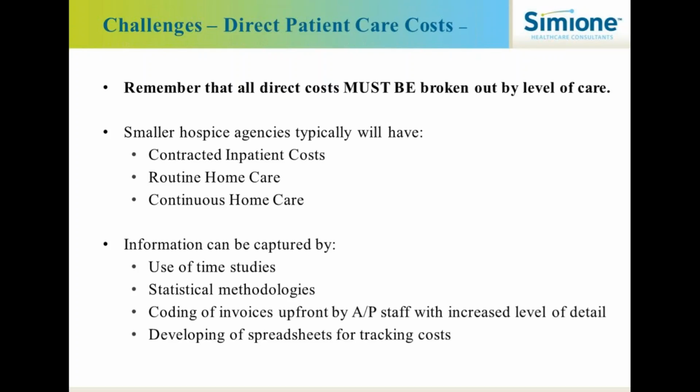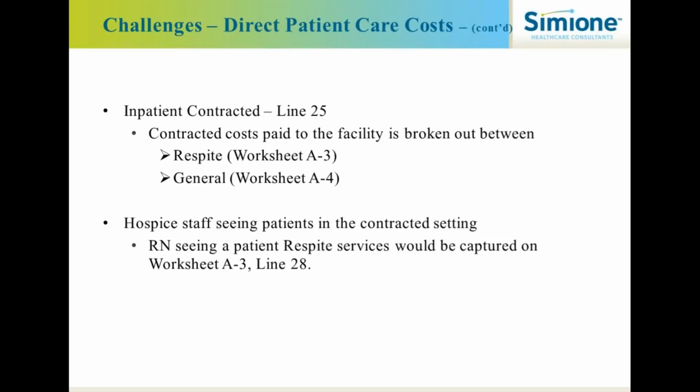So now as we move on, let's talk about some of the challenges of some of the direct care cost centers. The inpatient contracted line 25, this is contracted costs paid to the facility, and it's broken out between your respite and your general GIP. So respite is worksheet A-3, your general GIP is worksheet A-4.